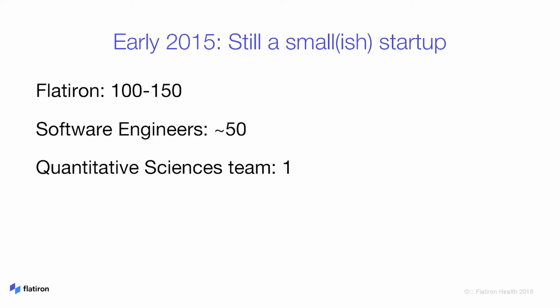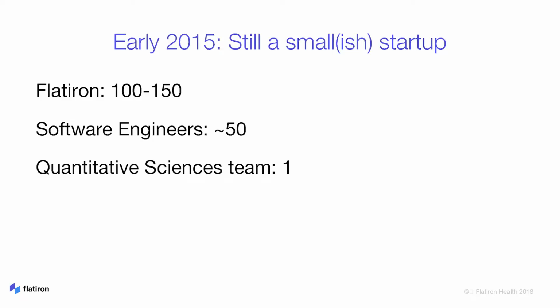And so, flashback 2 years to me on the stage, giving this talk about my experience from 2015 when I joined, when it was still a smaller startup. That year we had about 100 to 150 people. Most of them, or at least a vast majority, were software engineers. The quantitative sciences team that I was on had one person when I started.